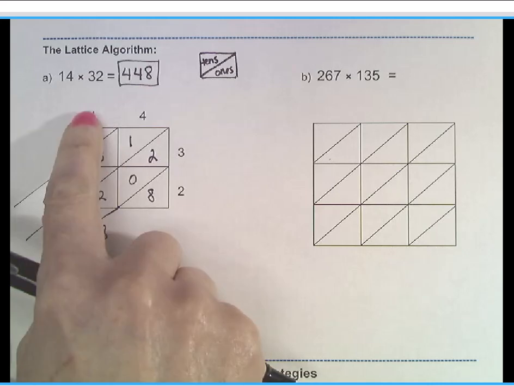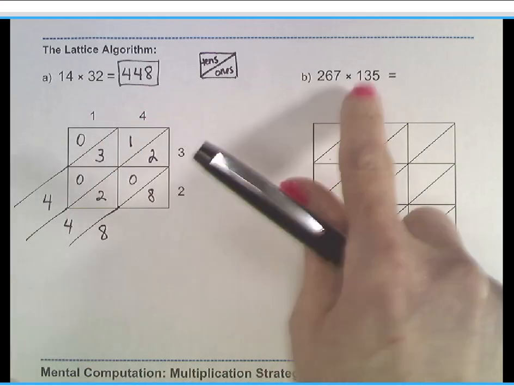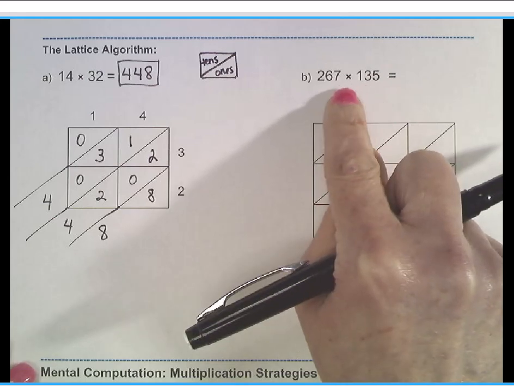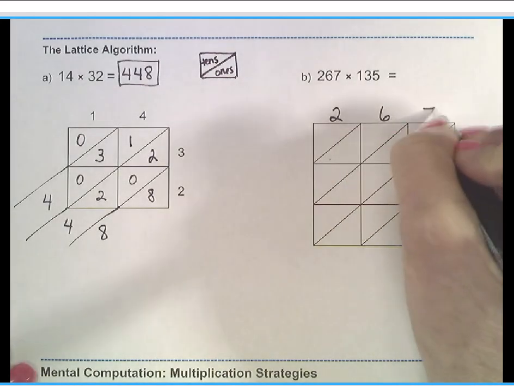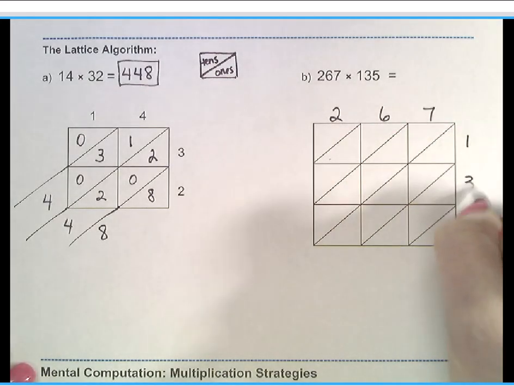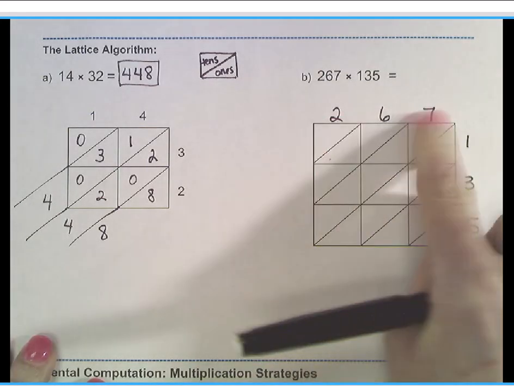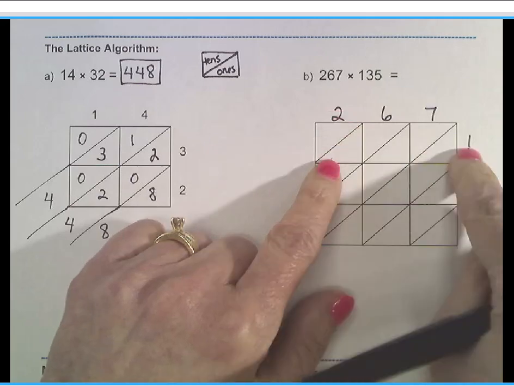So if you wanted to do a 2 by 3, you have to set up a rectangle, 2 by 3. Here we're going to do a 3 by 3. This would be a nightmare with the standard algorithm. Nobody wants to do that by hand with the standard algorithm, not even me, and I like math. So we're going to put 267 across the top, and I'll put 135 down the side. And what we're doing is breaking this problem down, it's a 3 by 3, into 9 little tiny easy multiplication problems.